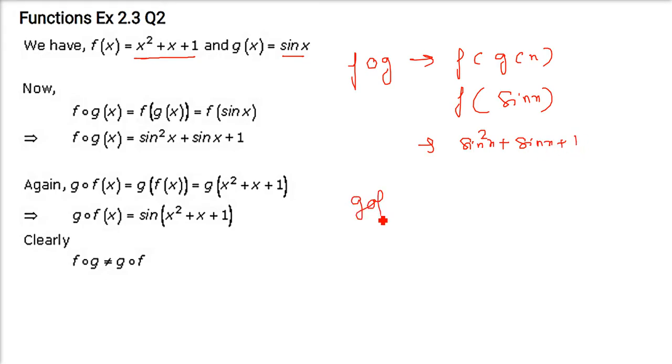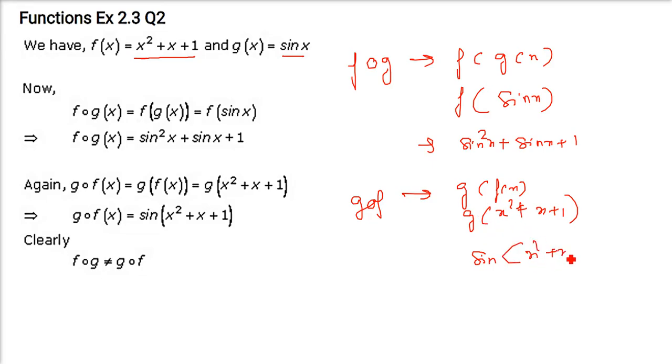Gof. So what is gof? g of f(x). g of f(x) is x square plus x plus 1. So now this x square plus x plus 1 is your x, and this has to be replaced in place of x in sin x. What are you going to get? This is sin of x square plus x plus 1.